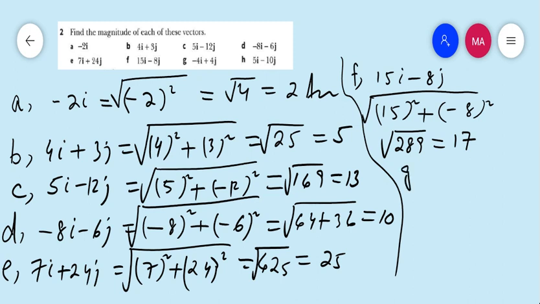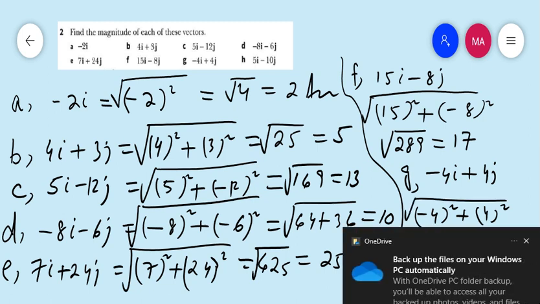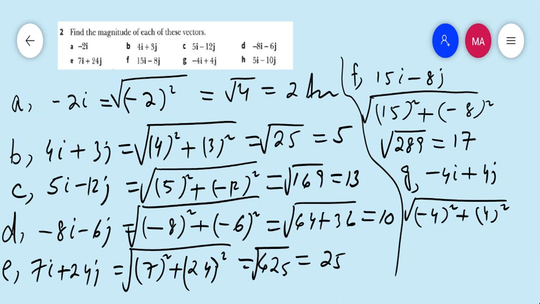Now part G. Part G is minus 4i plus 4j. So minus 4 squared plus 4 squared. Minus 4 squared is 16, plus 16 is 32. And the square root of 32 can be written as 4 root 2. 4 root 2, this is the answer. Move to the last part, H.